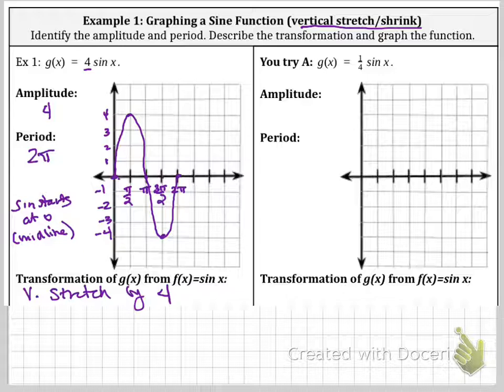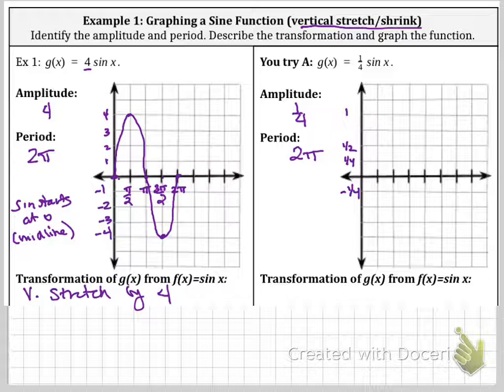Next one, we have an amplitude of 1/4. The period is still the same. The period is 2 pi. So in this case, I'm going to change this. I'm not going to do 1 here and then a 1/4. Instead, I'm going to have 1 up top, and then this will be 1/4, 1/2, and so on. So this one will be negative 1/4.